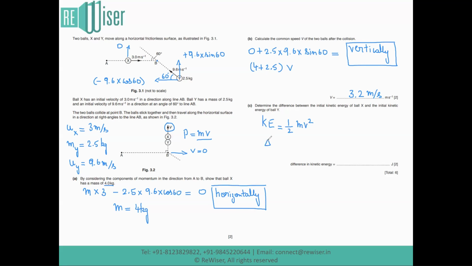So the difference in kinetic energy, delta K, is just equal to half into 2.5 into 9.6 the whole square, minus half into 4 into 3 the whole square. So when simplified, we get the difference in kinetic energy to be 97 joules.